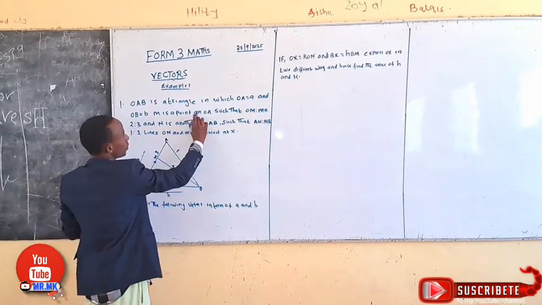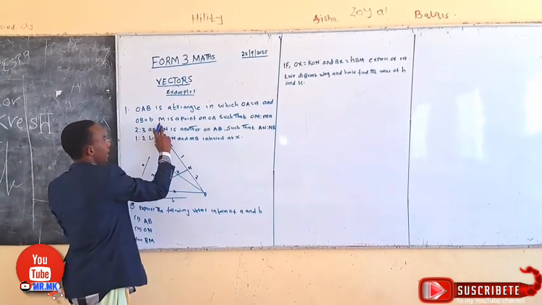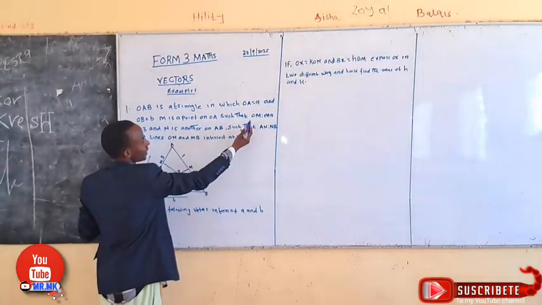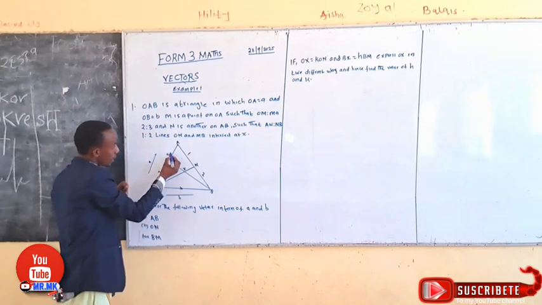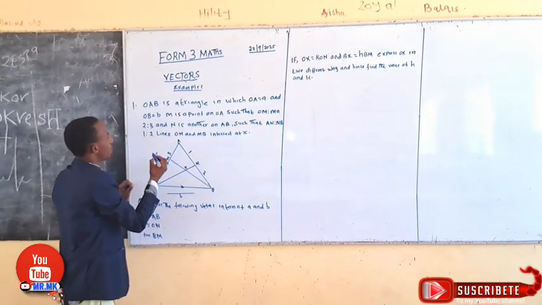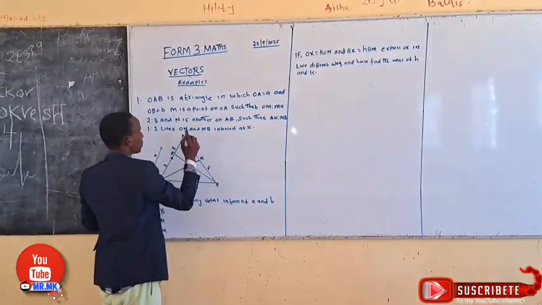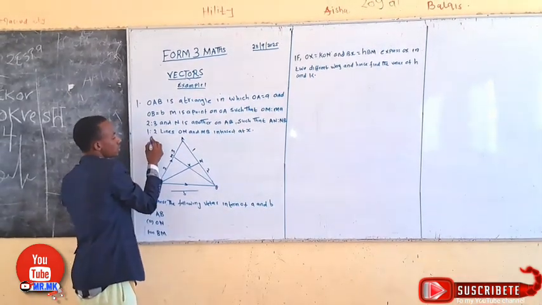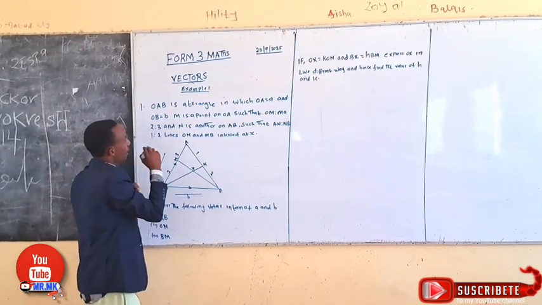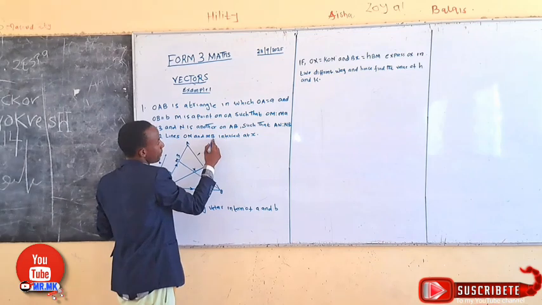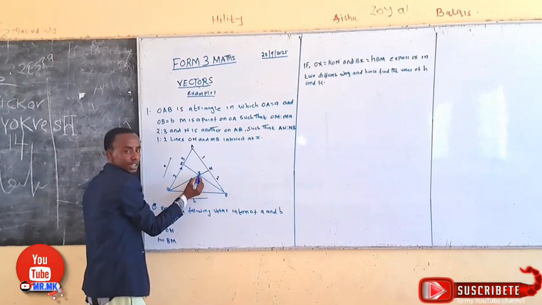OAB is a triangle in which OA is vector A and OB is vector B. M is a point on OA such that OM to MA is the ratio of 2:3. And N is a point on AB such that AN to NB is the ratio of 1:2. Lines ON and MB intersect at X.